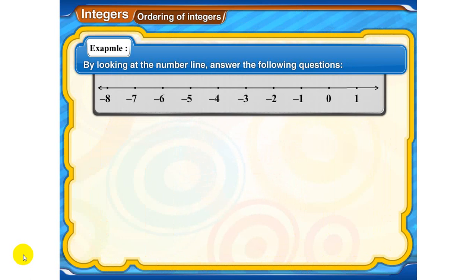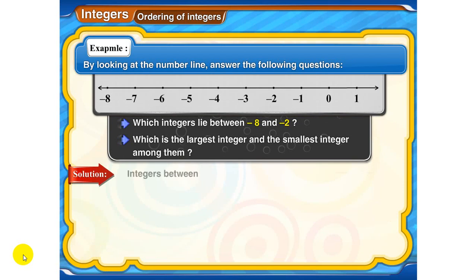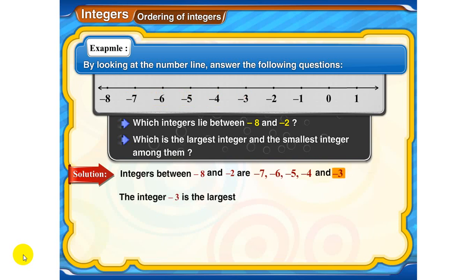Example: by looking at the number line, answer the following questions. Which integers lie between -8 and -2? Which is the largest integer and the smallest integer among them? Solution: integers between -8 and -2 are -7, -6, -5, -4, -3. The integer -3 is the largest and -7 is the smallest.